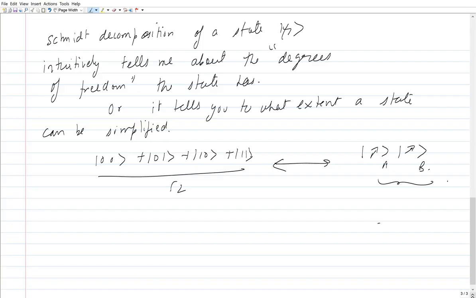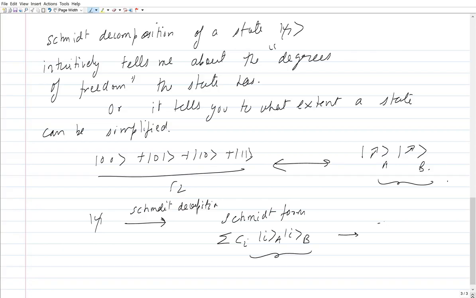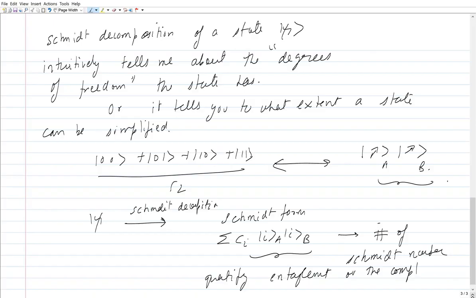So essentially, what it boils down to is that given a state psi, express it in a Schmidt form, which will actually count the degrees of freedom, and then after you have simplified it in the Schmidt form, the number of Schmidt coefficients, or the Schmidt number, is going to quantify entanglement or the complexity of the state.